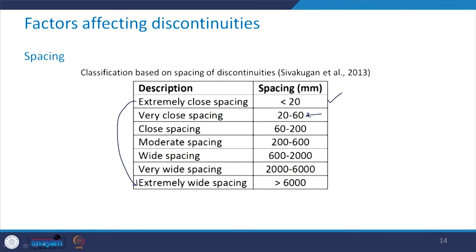You see, in case of the extremely wide spacing, the spacing is of the order of more than 6000 millimeter. So if you have the spacing which you can measure using the tape there in the field, accordingly you can describe that discontinuity with respect to its spacing.